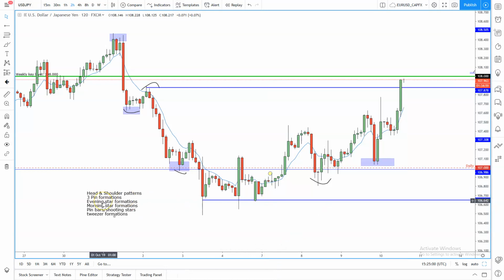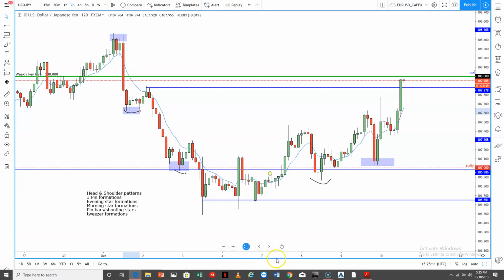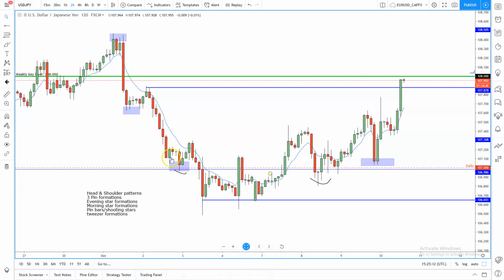Alright, so now we're going to get into our different types of candlestick formations, which you ought to really pay attention to, because they hold a lot of reversal and they're also very good for placing trades. Let me just remove all of these markings on the chart. So the first one on the list is the 3-pin formation.